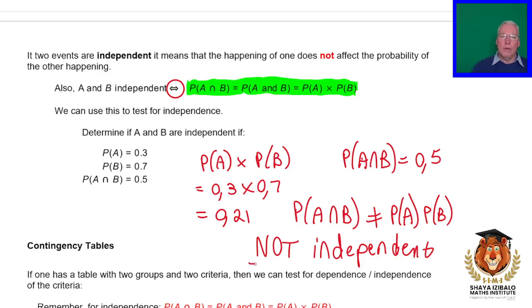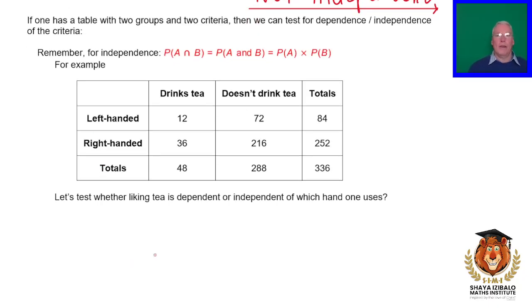Okay, now we can use this exact same idea to test for independence in what we call a two-way contingency table. And you may remember this, so let's see if you can just test on this data, left-handed people and right-handed people, and whether or not they drink tea. Test whether liking tea is dependent or independent of which hand one uses. Pause and have a go, and then we'll have a look at it shortly.